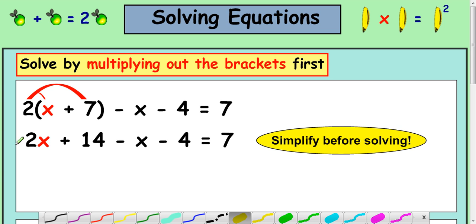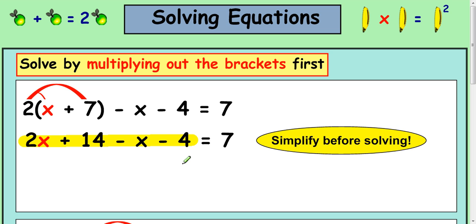Now, before doing anything else, I need to simplify this side. And it looks complicated at the moment. I need to gather like terms. And if you're bad at that, again, look back at earlier lessons about collecting like terms.